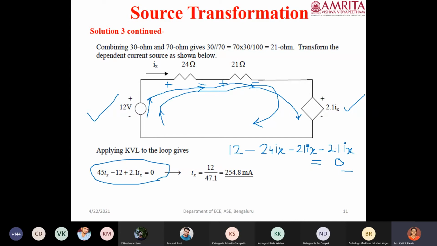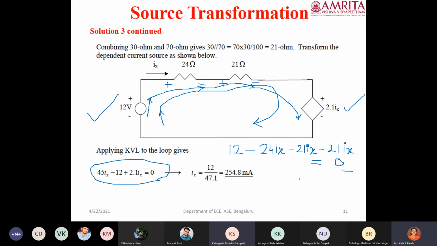Like somebody said to take plus 2.1 Ix. Till here you took the reaching terminal; you started from the negative terminal of 12 volts, correct? Can you solve this equation, please? 12 minus 24 Ix minus 21 Ix minus 2.1 Ix is equal to 0. Can you tell me the Ix value now from this equation?